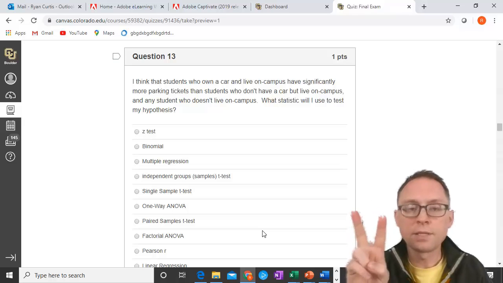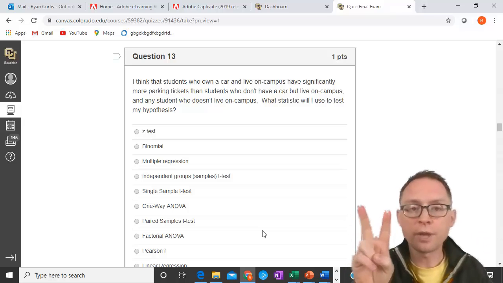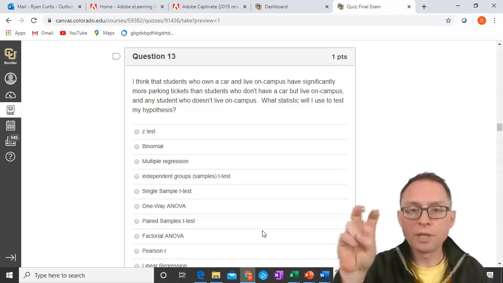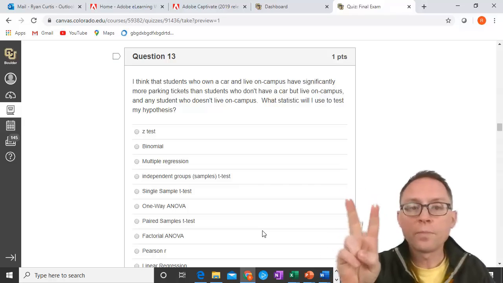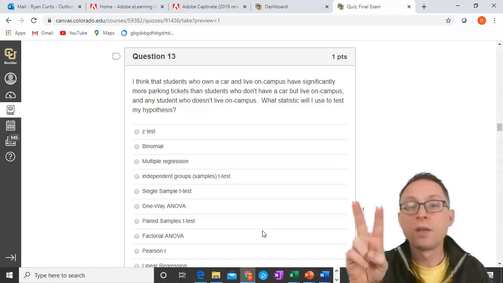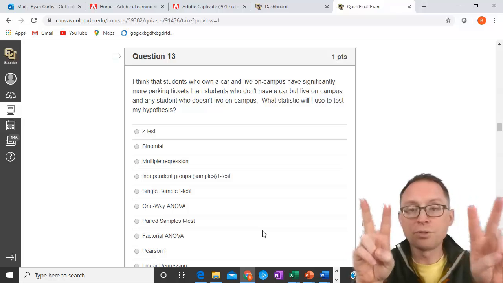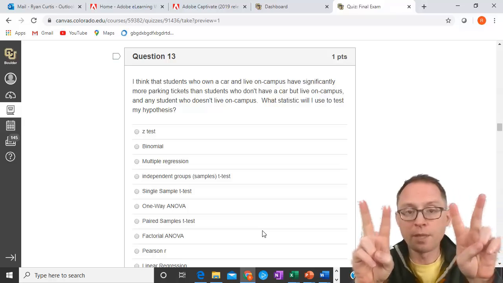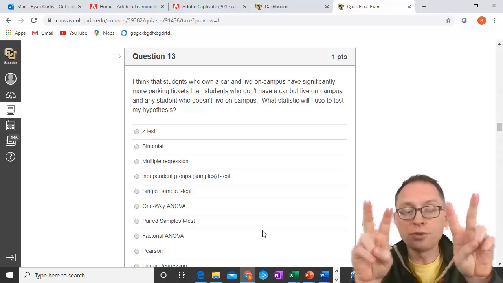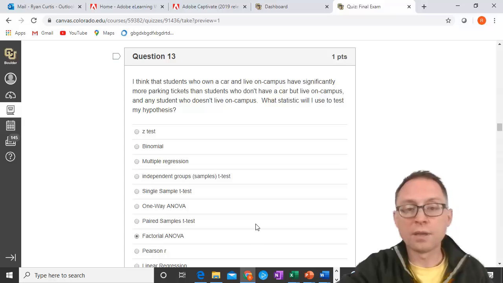Parking tickets is going to be the outcome, the dependent variable, and that's continuous. All right, so a categorical variable, own a car or not, that's two levels. However, I think that students who don't have a car but live on campus, and any students who don't live on campus... So that means that there's another factor that I care about, that is living on campus. That's another categorical factor, and it has two levels. Okay, so that means that I've got a 2 by 2. This is a factorial analysis of variance that we would do.